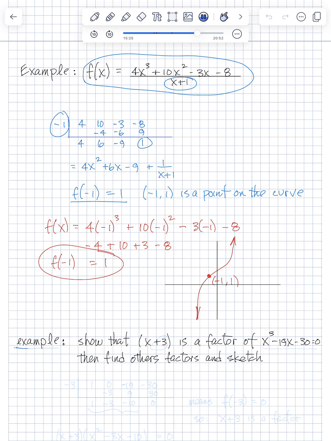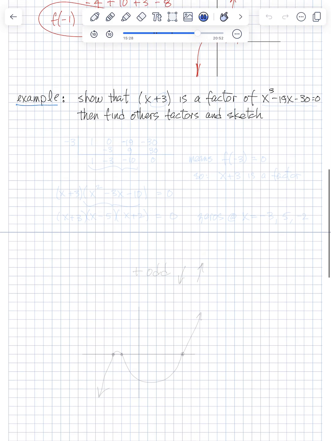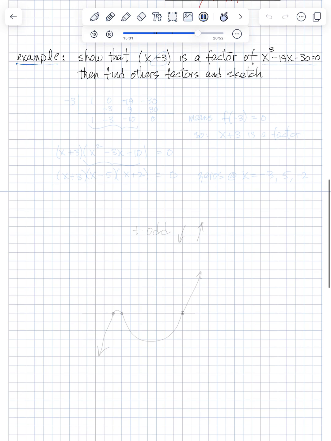Okay, here's our last example. We want to show that x plus 3 is a factor of x cubed minus 19x minus 30 equals 0. And then we want to find other factors, and we want to find the zeros, and then we want to sketch this.